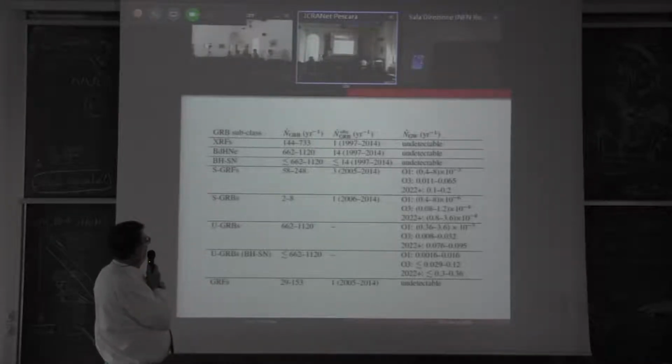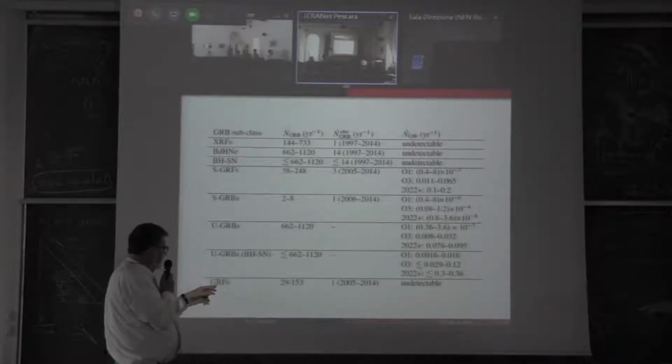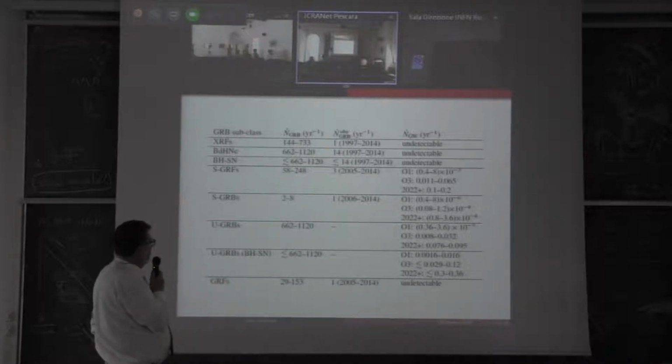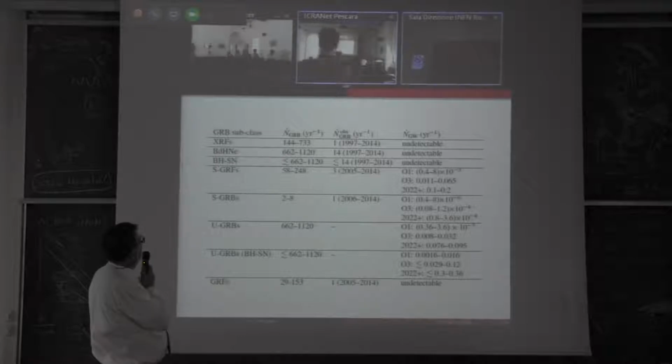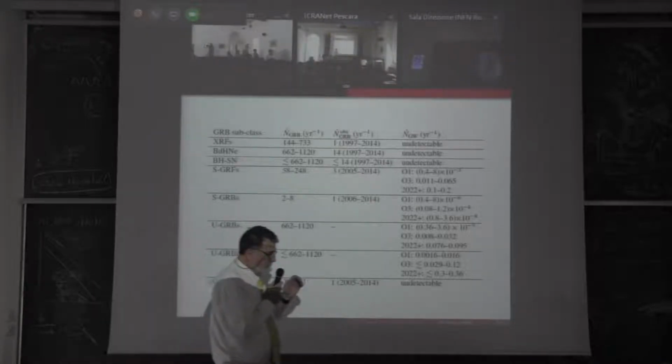There has been added also, I think, another one. Which one is the 8th one in the names? I repeat, X-ray flash and BDHN go together. Then black hole supernova is an additional one. Ultra-short black hole supernova, that this table hasn't shown.